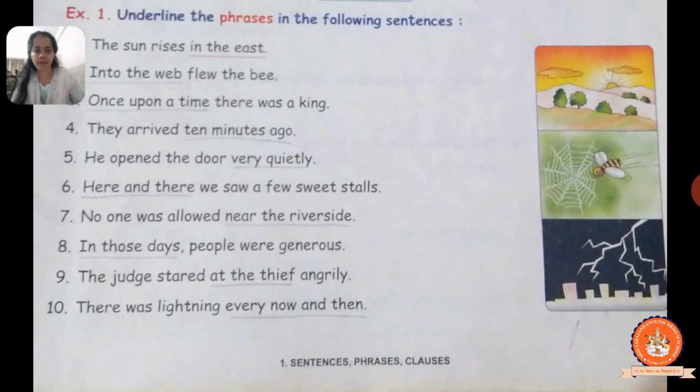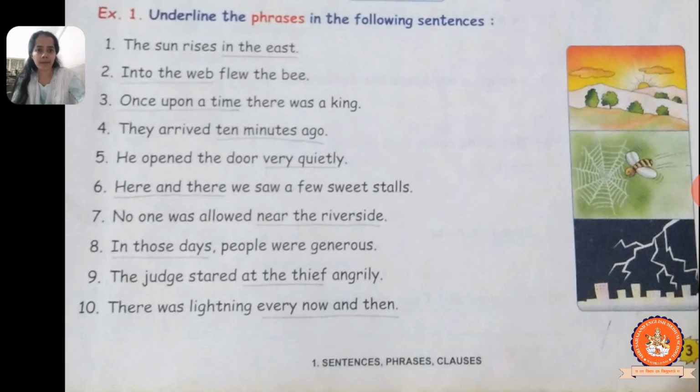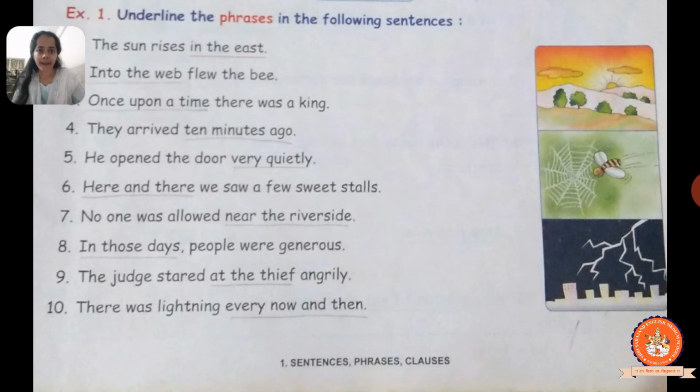Then third one, once upon a time there was a king. So once upon a time is a group of words and it is said to be a phrase. So we have to underline those four words, once upon a time. Then our fourth point, they arrived 10 minutes ago. They here is used not for one person but for a group of people. So they arrived. When did they arrive? 10 minutes ago. So 10 minutes ago is a phrase. We have to underline 10 minutes ago.